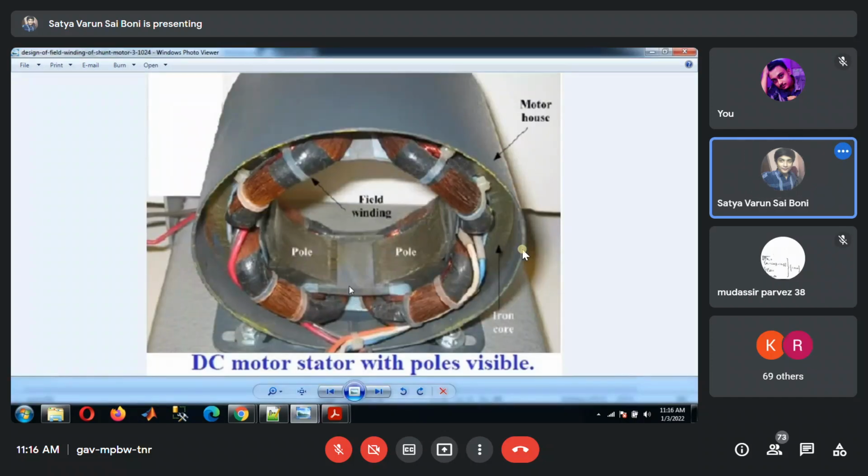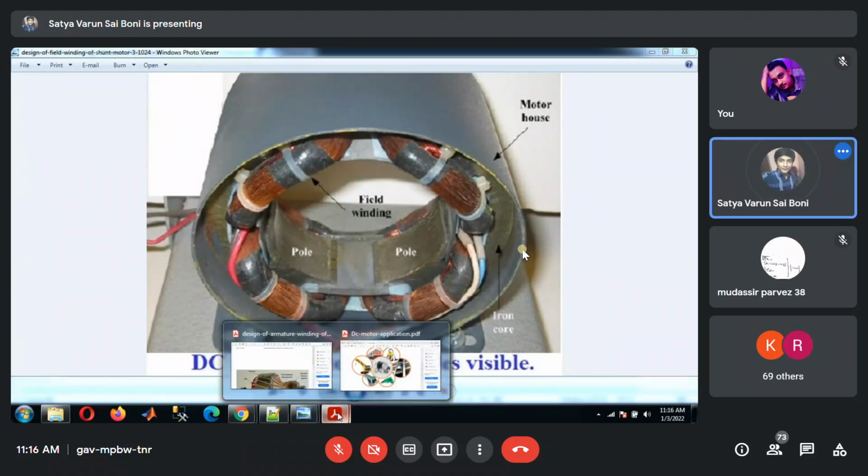This is the field winding. Normally what we see in real time, this is the field winding. Completely it is circular, you can observe here. In the center we have the armature.